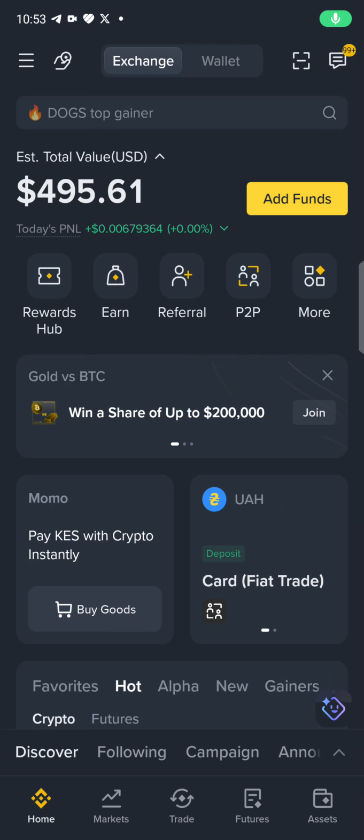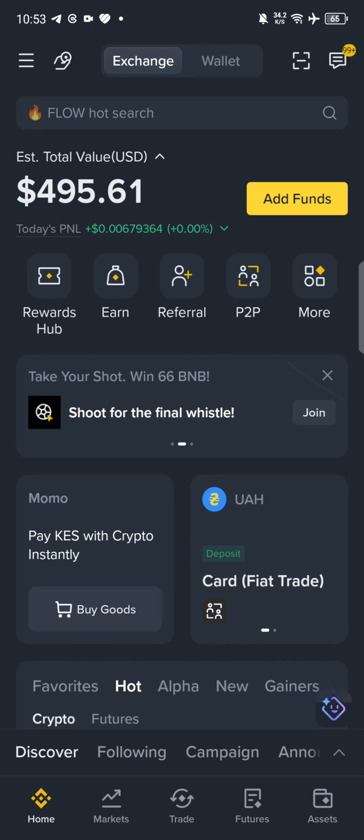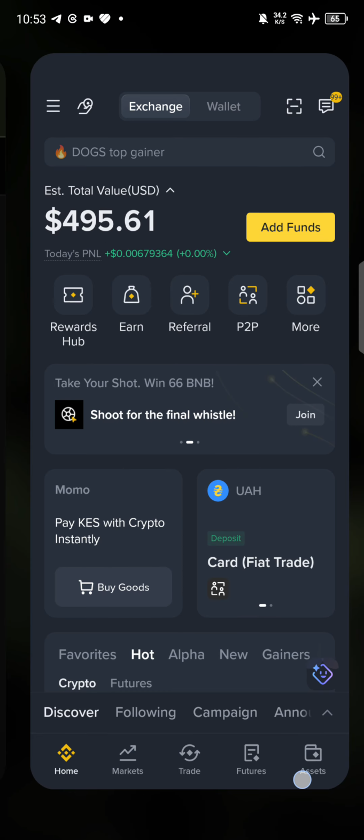How to trade with the automated bots and trade like a pro. Let's try to flip this 495 USDT to at least 600.